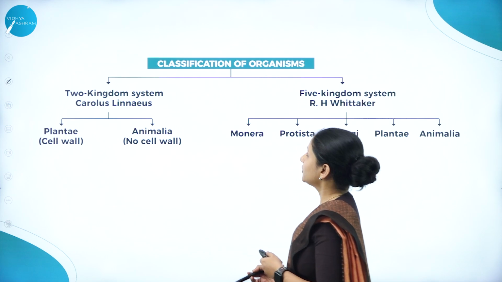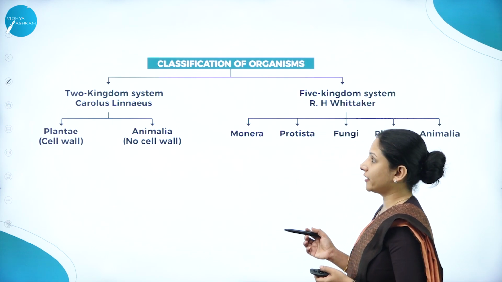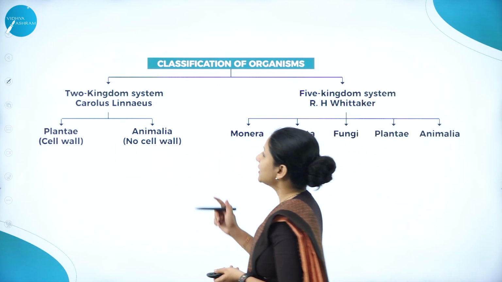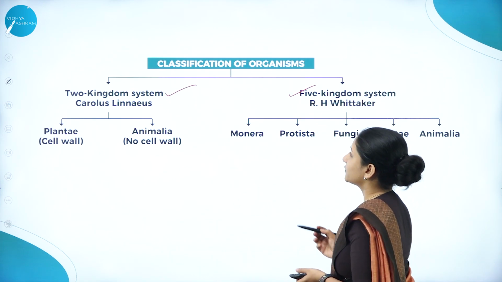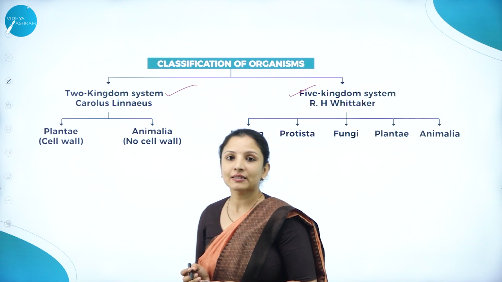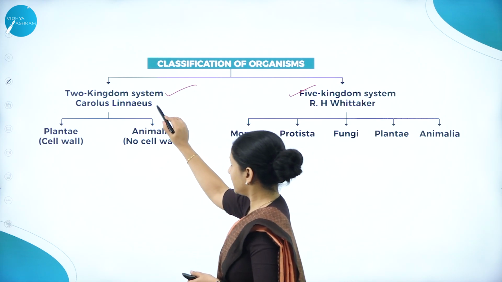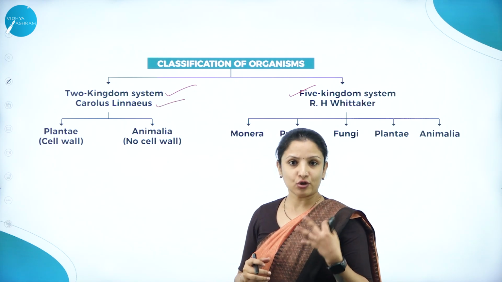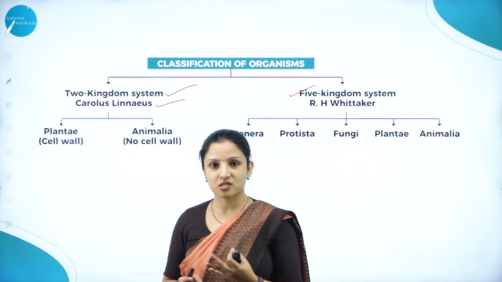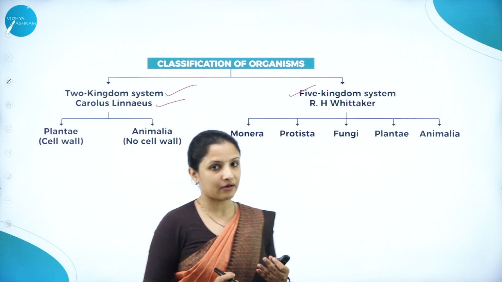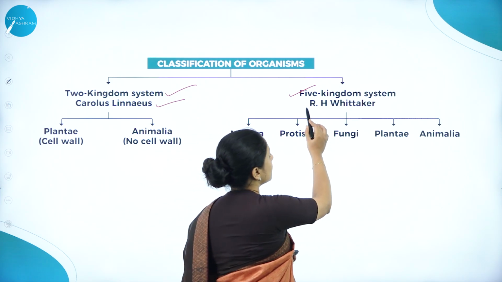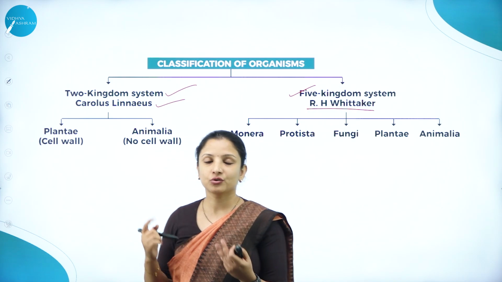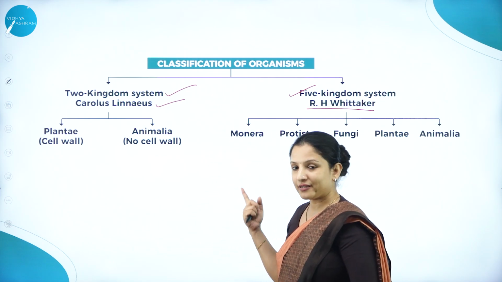So talking about the classification of organisms. In this chapter there is the 2 kingdom system of classification and the 5 kingdom system of classification. The 2 kingdom system of classification was given by Carolus Linnaeus. This is also a very important MCQ question that keeps repeating now and then. And the 5 kingdom system of classification was given by R.H. Whittaker. So these 2 MCQs usually keep repeating.